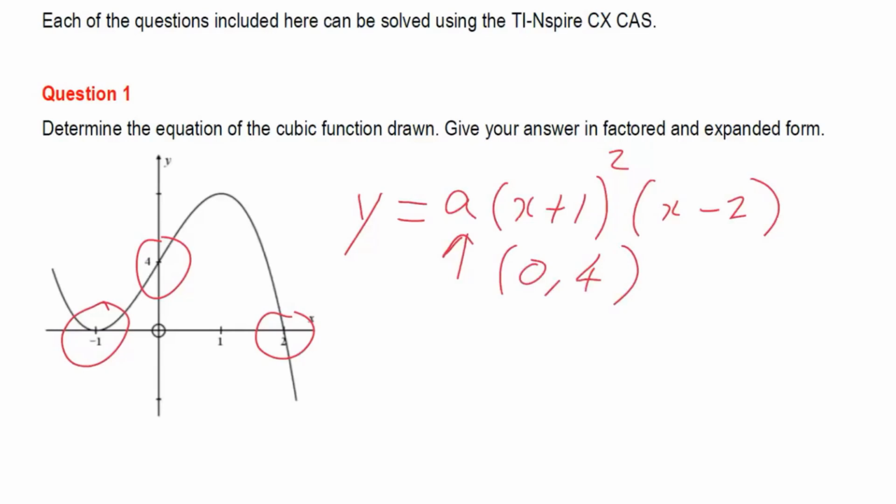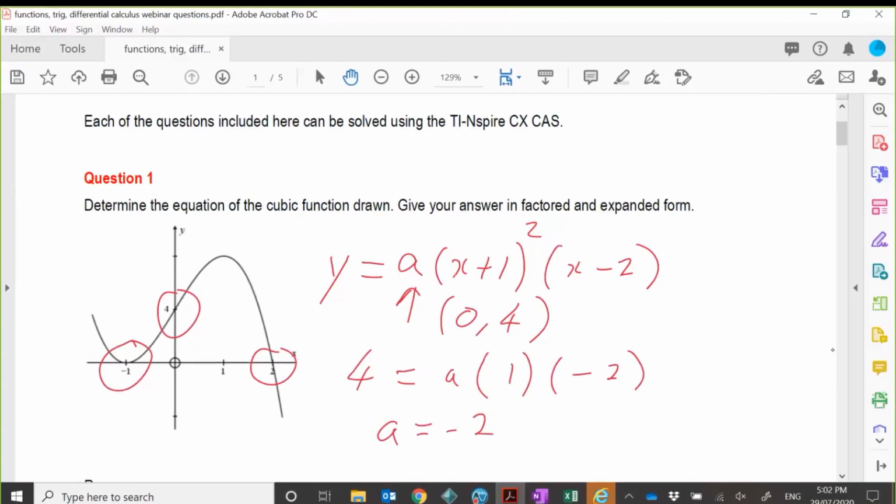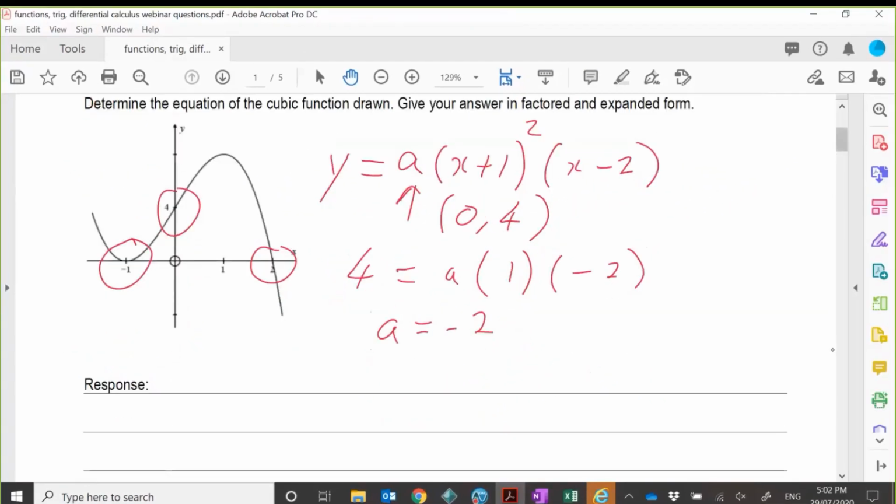And so doing that, we've got 4, which is your y value, is equal to a. X is 0, so we've then got 1 squared, which is just 1. And we've got 0 minus 2, which is -2. Got a little linear equation there to solve, and almost by inspection, you can say that your dilation factor is -2. That then gives you your factorized expression for that cubic. So we've got y equals -2, x plus 1 squared, x take 2.